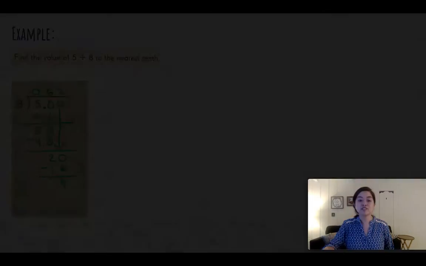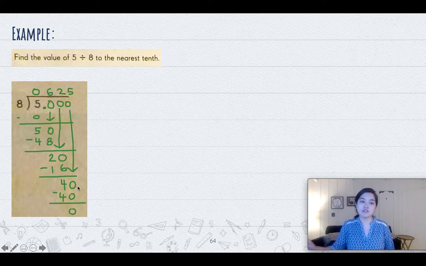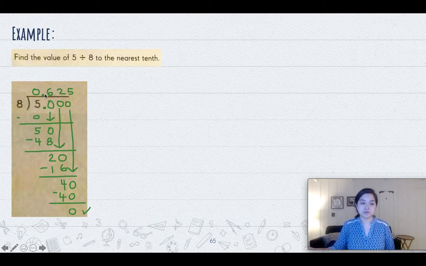I have to add another 0 here, okay? All right, and then I'm going to drop it down. So then 8 times what gets you 40? That's 5, and then that's 0. And let's add a decimal point vertically up in that same spot, and then 5 divided by 8 is 0.625.